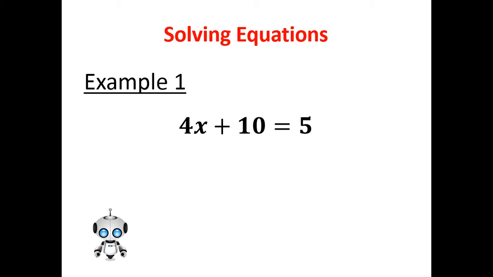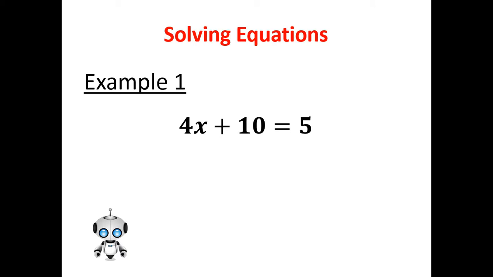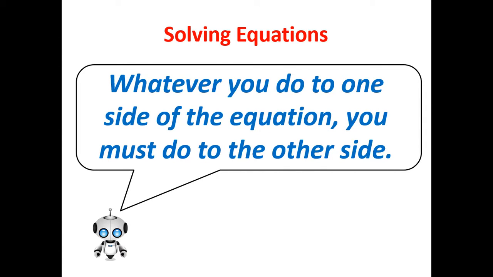Example 1. 4x plus 10 is equal to 5. So 4 times a number plus 10 more makes 5. These become a lot tougher to guess, so we're going back to the strategy we've used in the first 4 videos, putting a line down the middle. Whatever you do to one side of the equation, you must do to the other side.